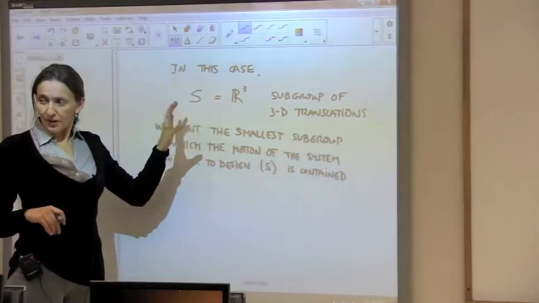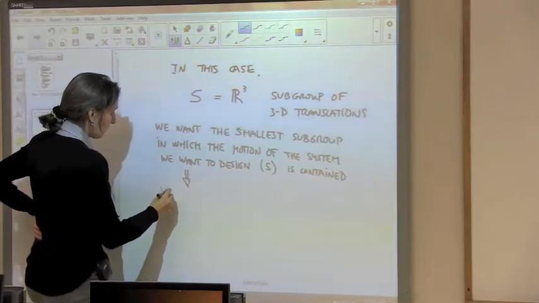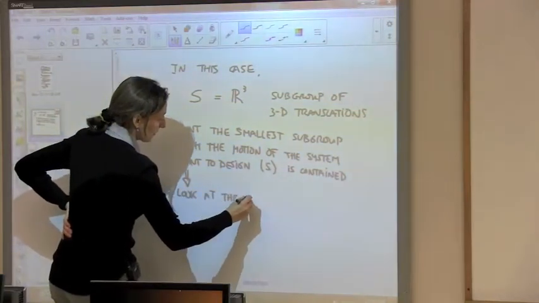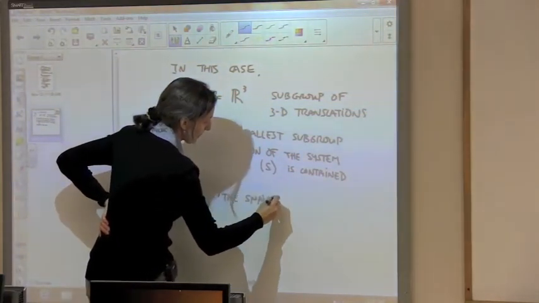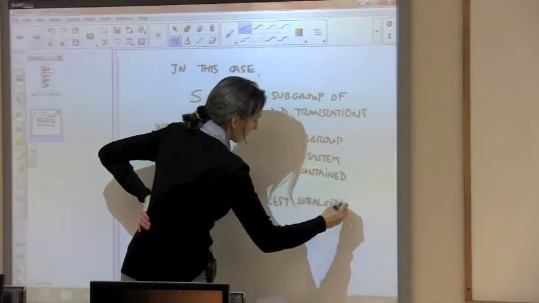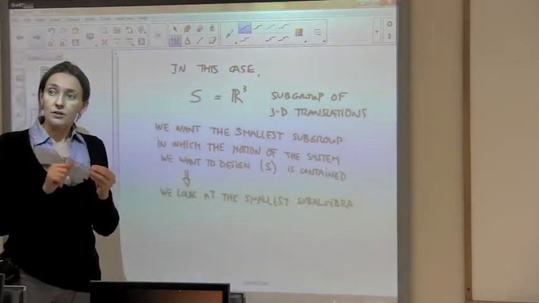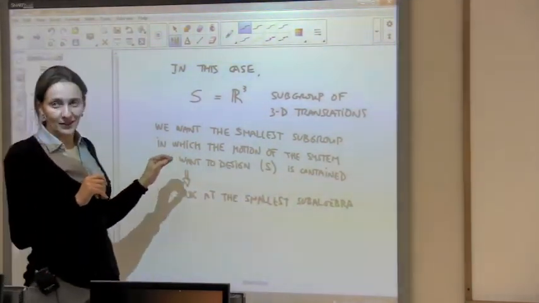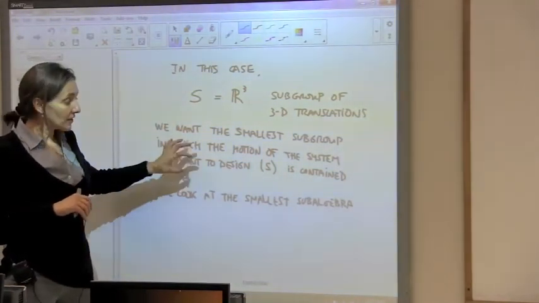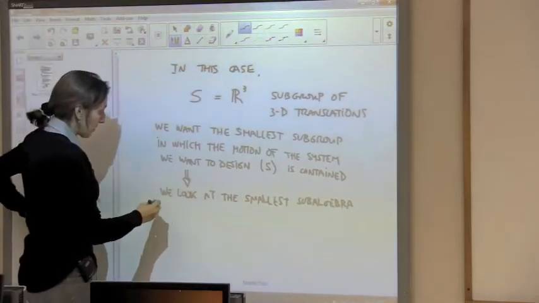Now we said working with the group is a little bit more difficult. What we do is we look at the smallest subalgebra containing all the instances of the joints, and hopefully it can be proved that the subalgebra containing all instances gives you that subgroup when you use the exponential map.